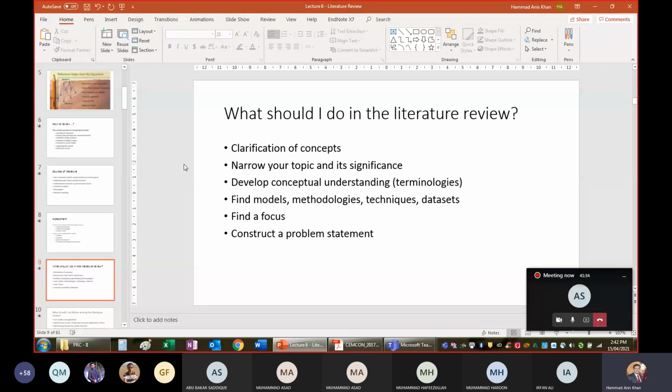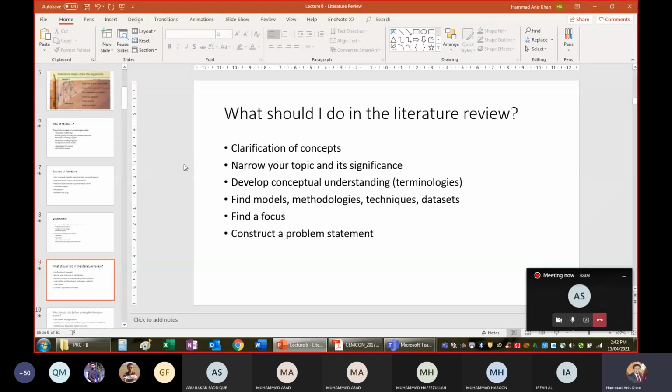Okay, so what do I do in literature review? So number one is you have to clarify the concept. You have to select a field of research, and then you have to narrow your topic and its significance. So you have to move in the funnel. You have a broader topic, then you have to move down, develop the conceptual understanding, terminologies, and then what are the methodologies adopted, techniques, results.